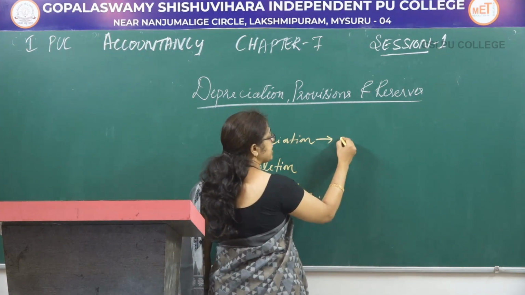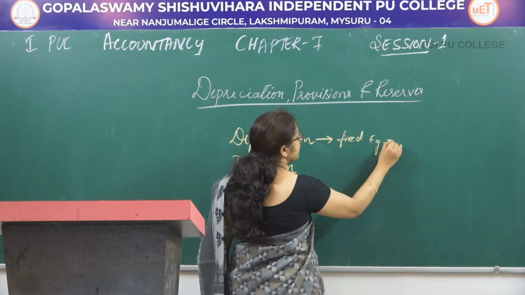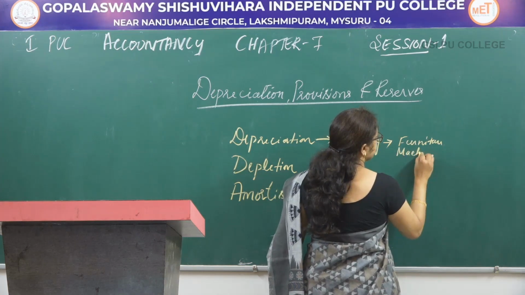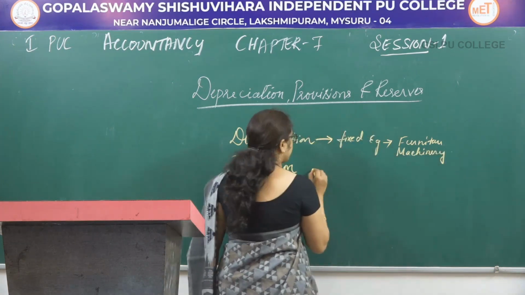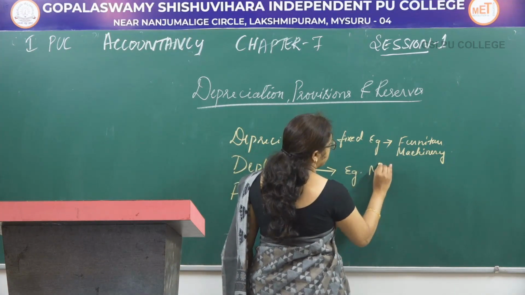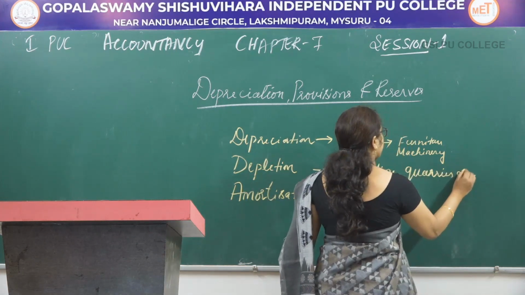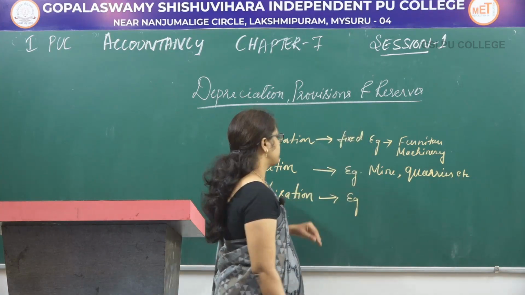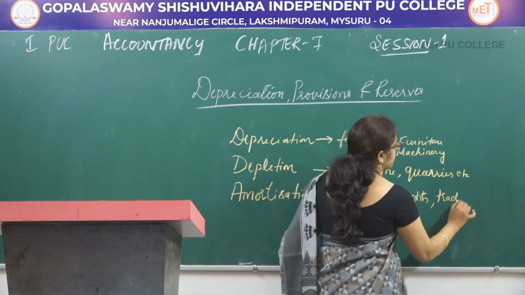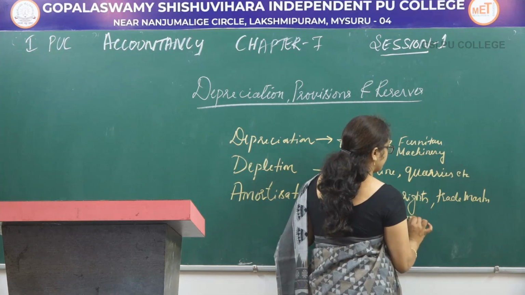This depreciation is calculated on the fixed assets, for example furniture, machinery, etc. The depletion example is mines, quarries, etc. Amortization is calculated on copyrights, trademarks, goodwill, etc.